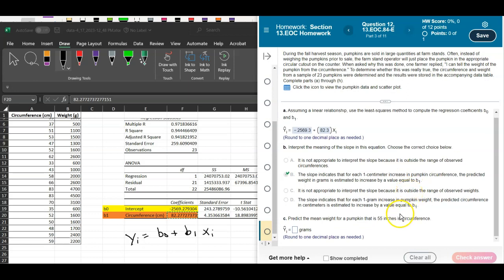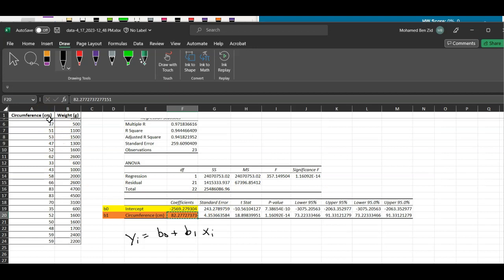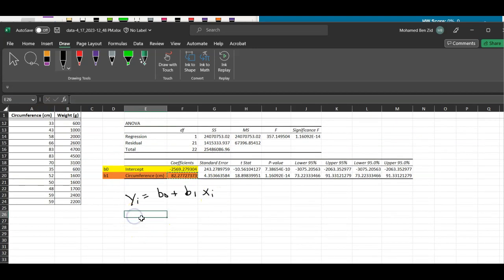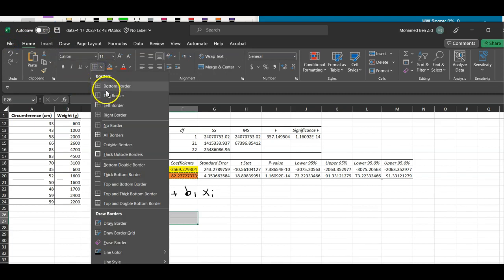Now they're asking you to predict the value for y at x equals 55 inches in circumference. I think they made a typo here. They give you inches, but the table gives you centimeters, so I'm going to assume it's centimeters. For this purpose I'm going to create a table. I'm going to create my own calculator in Excel.